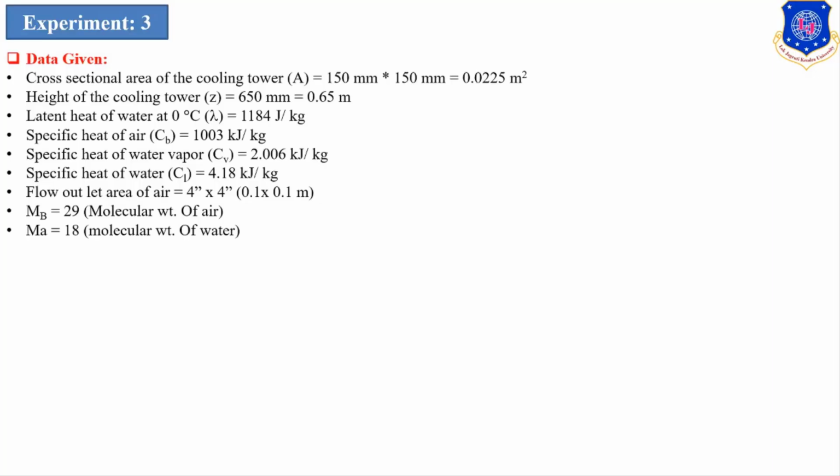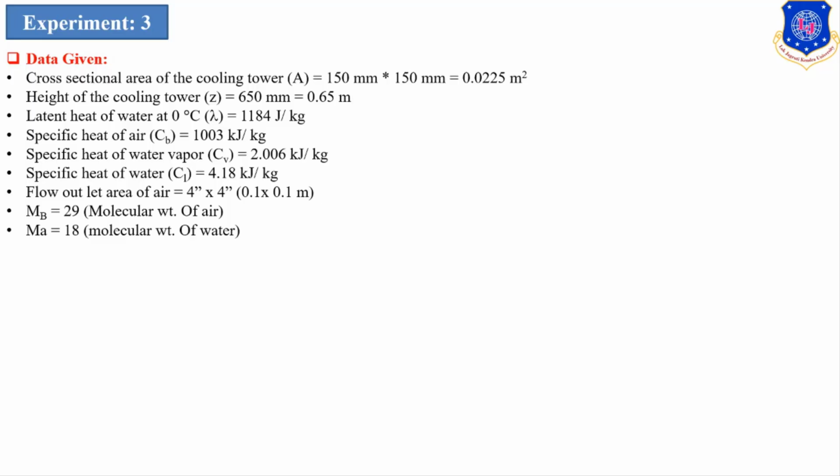Okay, now there is some data given for this cooling tower. The cross sectional area is 150 by 150, which is 0.0225 meter square. Then the height of the cooling tower is given as 650 mm, or 0.65 meter. Then the latent heat of water at 0 degrees Celsius, which is 1184 joule per kg. The specific heat of air, that is 1003 kilojoule per kg.